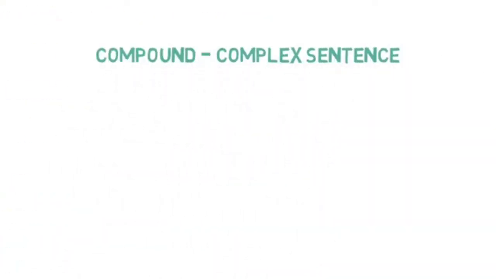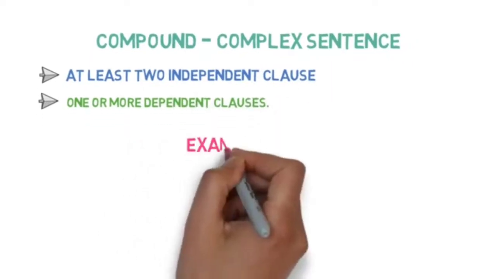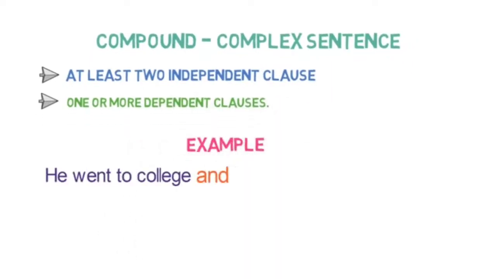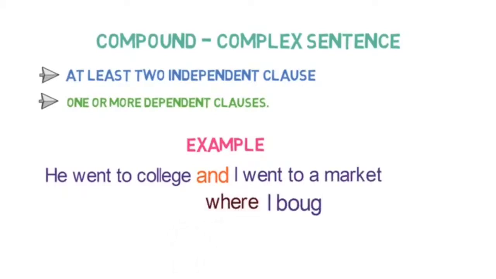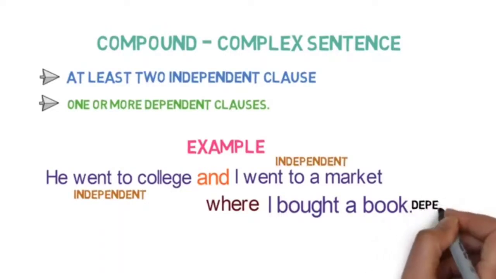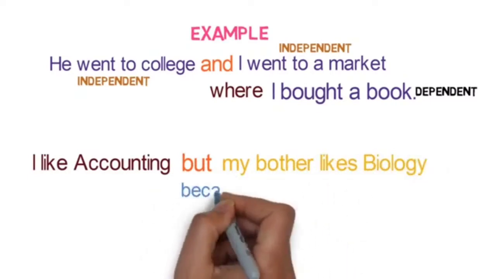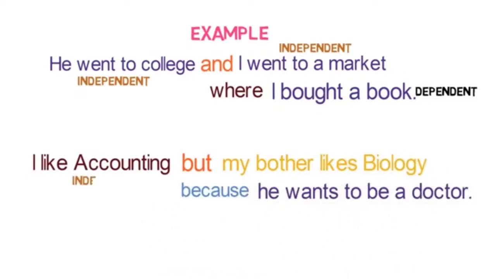Let's look at the next type of sentence, that is the compound complex sentence. Here, in this sentence, we have at least two independent clauses and one or more dependent clauses. Look at the example here. He went to the college and I went to a market where I bought a book. A compound complex sentence consists of two independent clauses and one dependent clause. As the example, I like accounting, but my brother likes biology because he wants to be a doctor. This sentence consists of two independent clauses and one dependent clause. So this is all about the compound complex sentence, children.